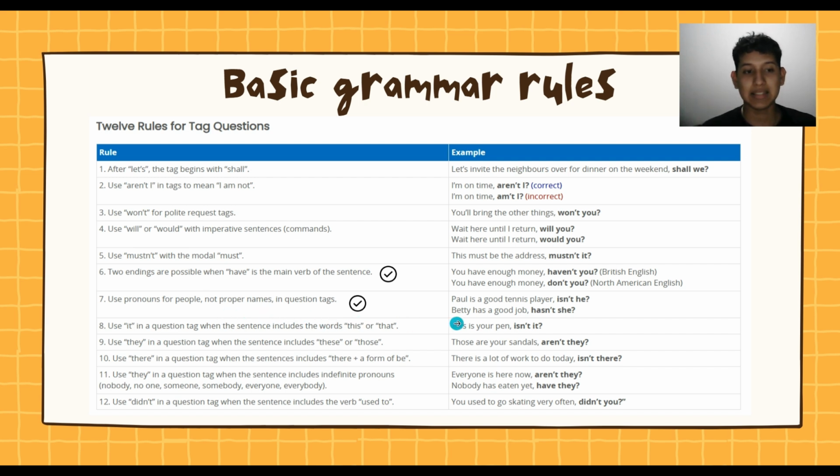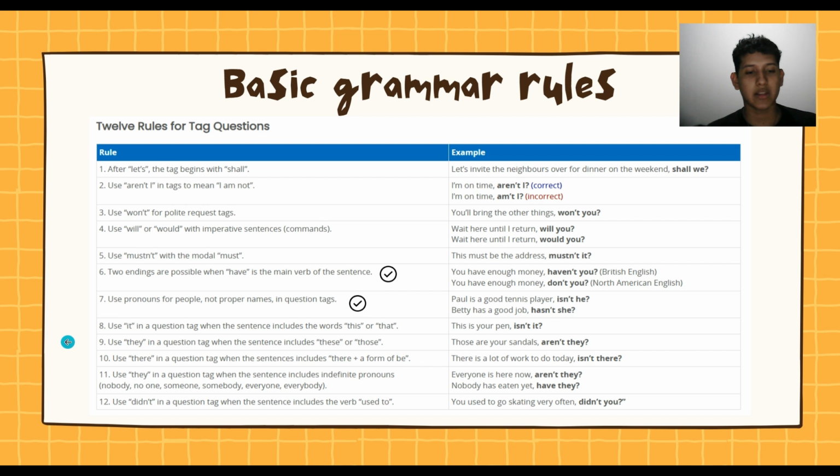This is your pen, isn't it? Use they in a question tag when the sentence includes these or those. Use there in a question tag when the sentence includes there must plus a form of be. There is a lot of work to do today, isn't there?